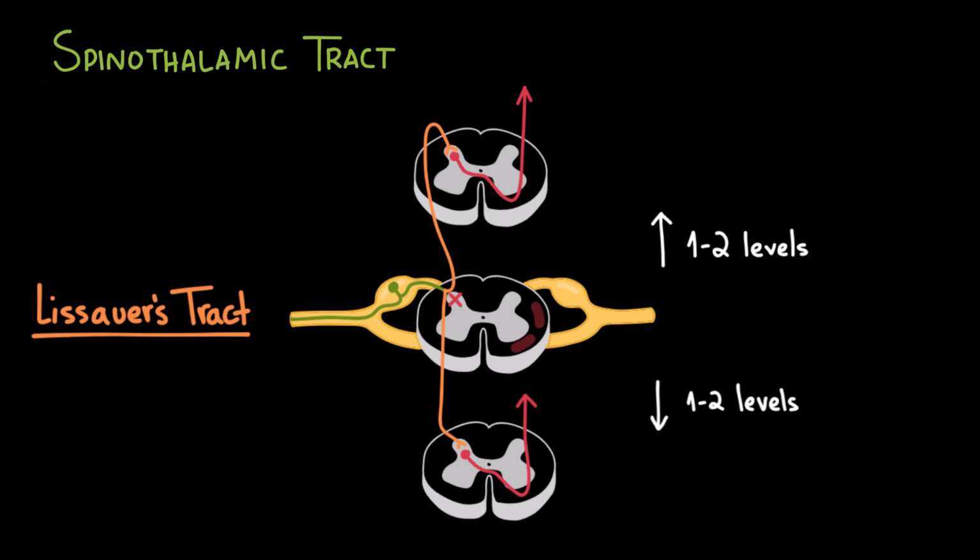So you can think of the Lissauer's tract as a short detour or side road, where pain and temperature signals travel a little up or down before merging back into the main highway, the spinothalamic tract, to head toward the brain. This branching pattern is important because it helps explain why pain can be felt across multiple dermatomes, or why a spinal cord lesion at one level might still affect sensation slightly above or below that segment.